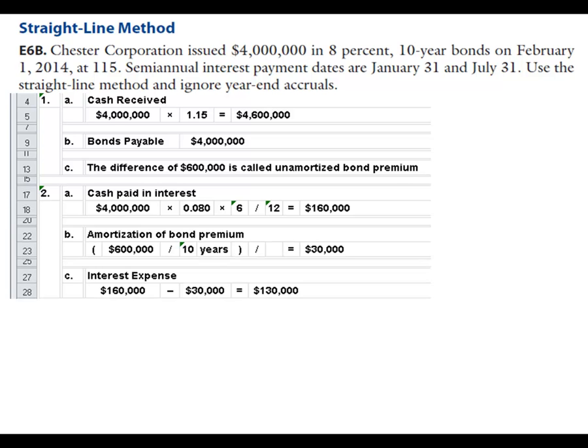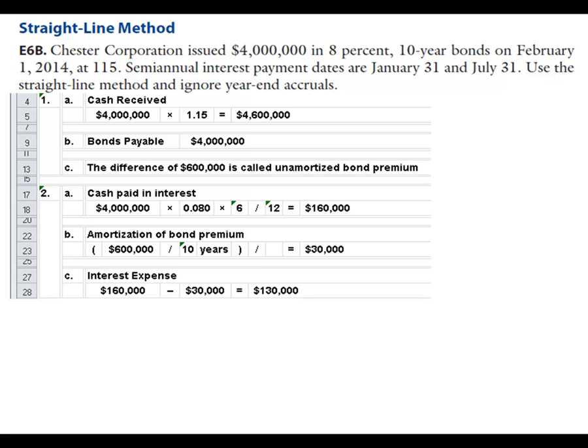Then for our interest expense, the interest expense is going to be the difference of the cash paid and the amount that we're going to amortize. So our interest expense would be $130,000. The way this would work is we would debit our interest expense for $130,000, and we would debit our unamortized bond premium account for $30,000, and then we would credit cash, decrease cash, for the total of $160,000 that we're going to pay out.